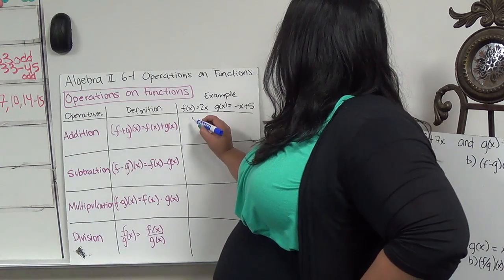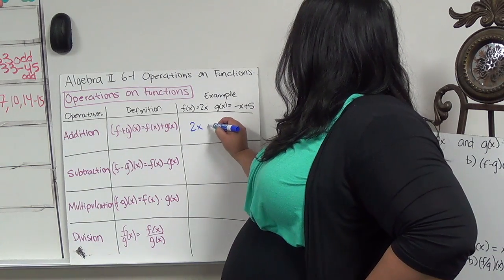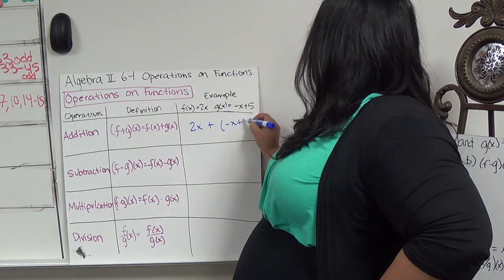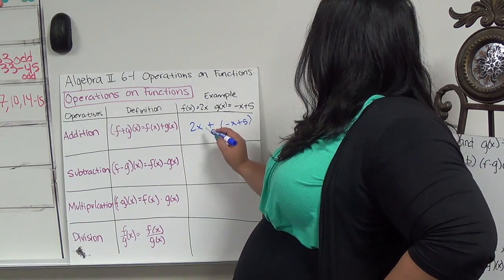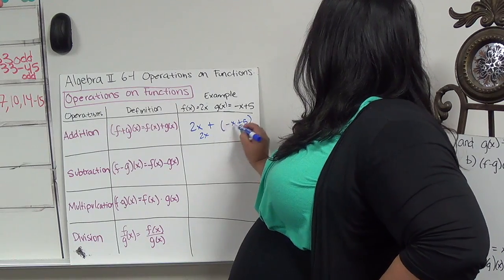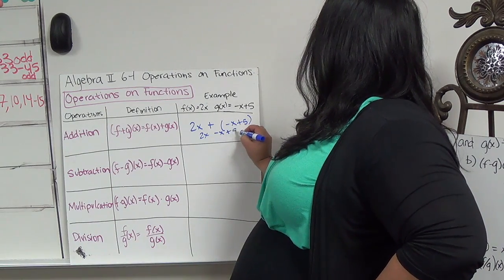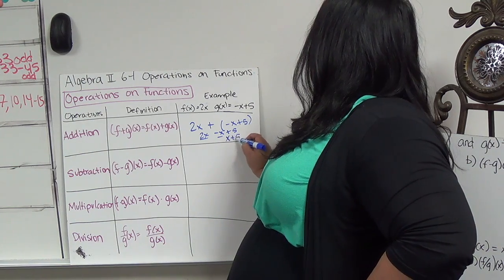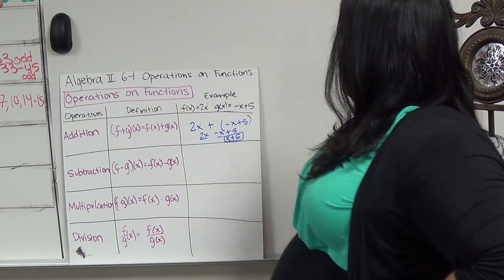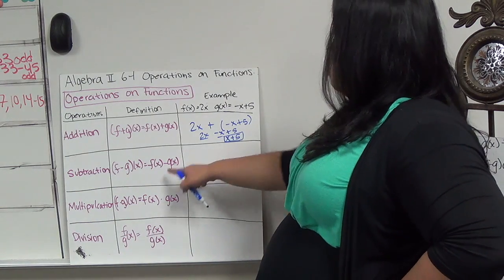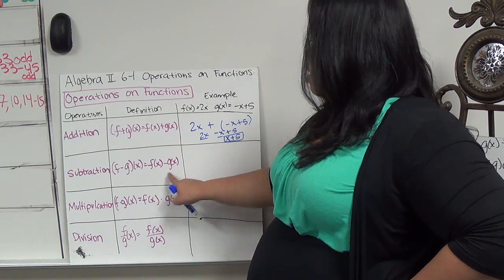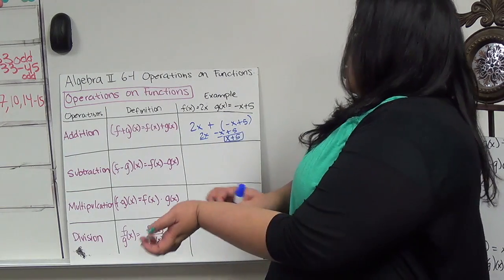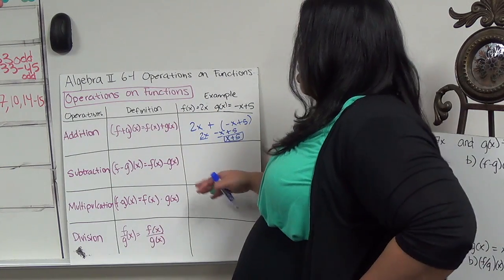So let's try this. This is 2x plus negative x plus 5. So 2x, the plus doesn't change anything, so negative x plus 5. Now I'm going to combine 2x and x, which gives me x plus 5. Subtraction and division matter, because it matters which one you put first. Addition and multiplication, it doesn't. So hopefully, it's just like regular addition and subtraction.